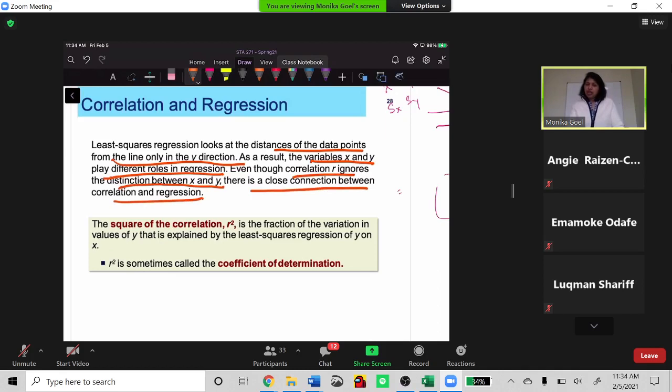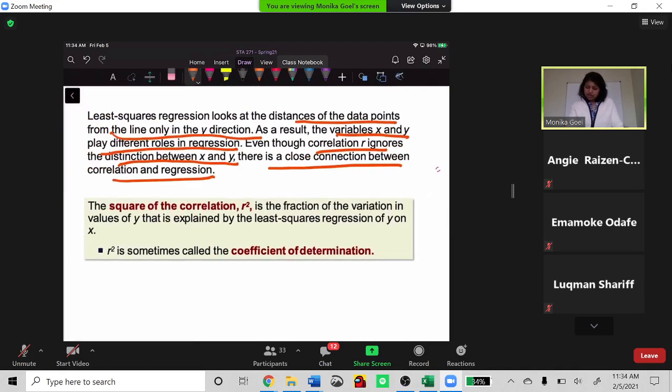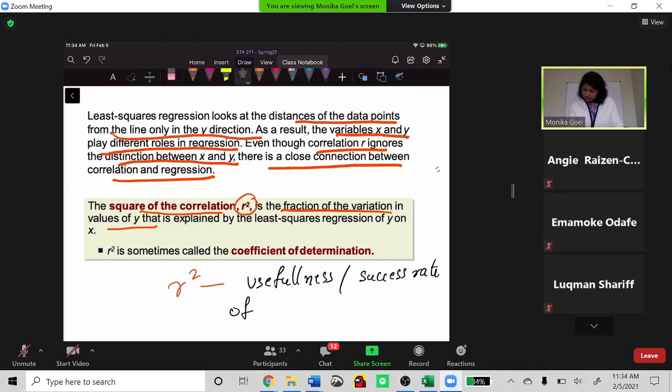Even though correlation ignores the distinction between x and y, there is a close connection between correlation and regression. The square of the correlation, r square, is the fraction of the variation in the values of y that is explained by the least square regression line, y on x. Or in simple words, you can say that r determines the success, usefulness, or success rate of the regression line for prediction.